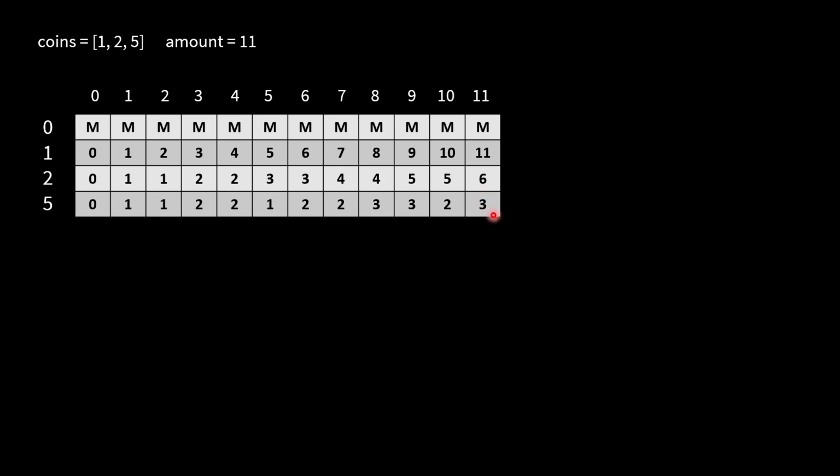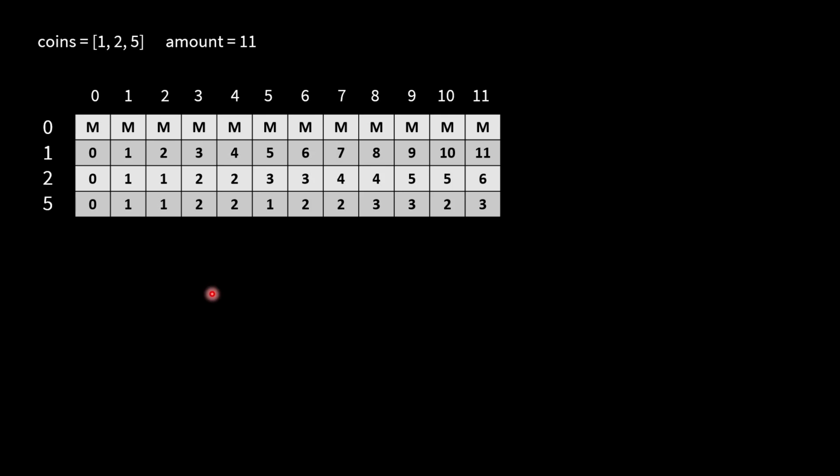And if we think normally, in order to make 11, we can make it using 2 5 coins and 1 coin. That means 5 plus 5 plus 1, that means we are getting 11. This is the smallest amount of coins we can take to achieve the targeted amount.